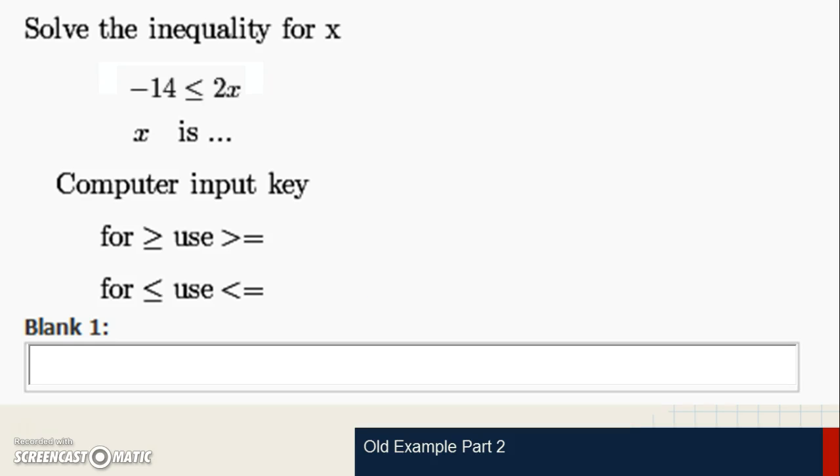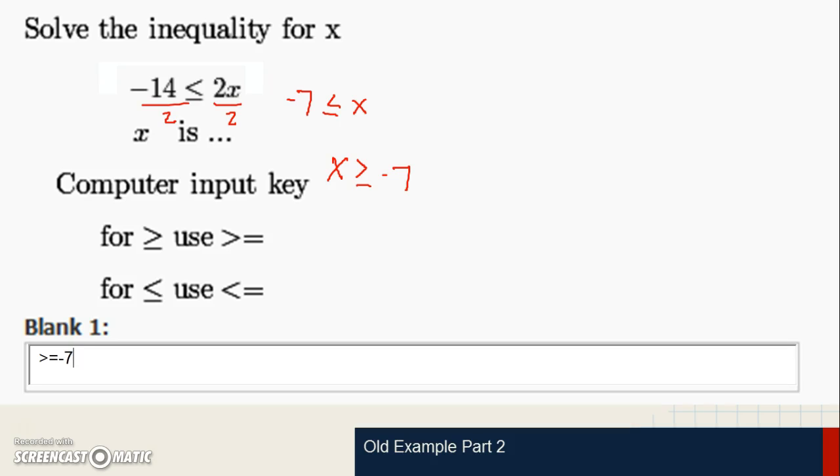Here we have negative 14 is less than or equal to 2x. So we're going to go ahead and solve this. Divide by 2. And negative 7 is less than or equal to x. So if we put x first, which one's greater? Which one is this alligator mouth eating? It's eating the x. We want to make sure that it's still eating the x. So negative 7 is less than or equal to x. So x must be greater than or equal to negative 7. And we'll go ahead and type that in. Greater than or equal to negative 7.